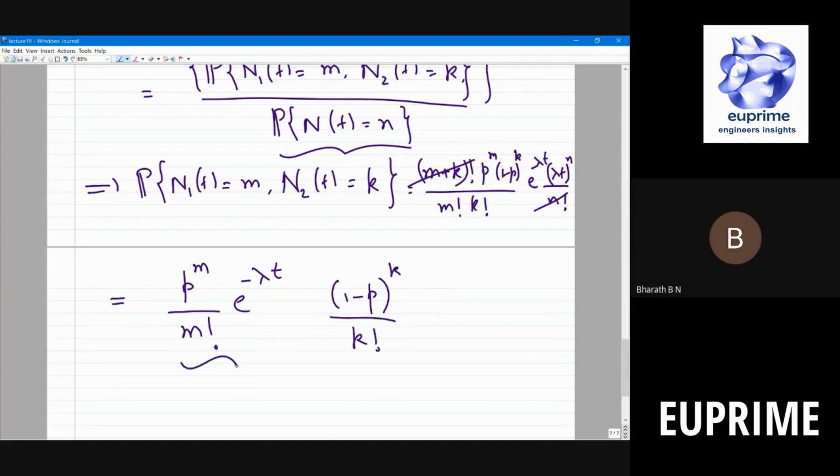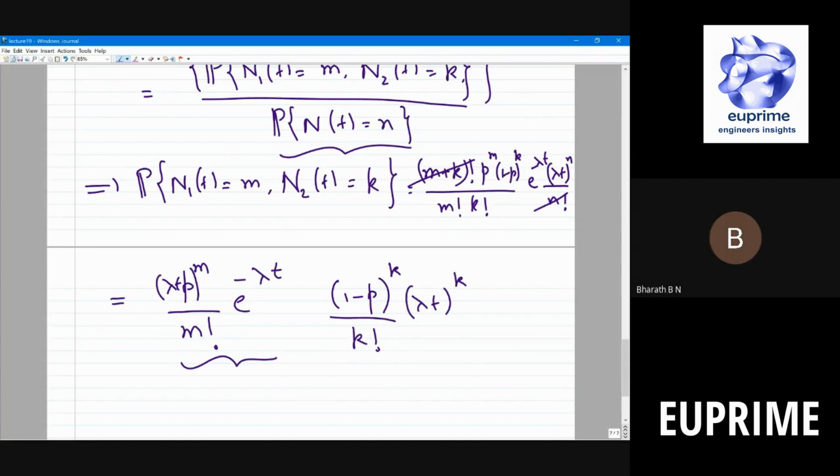So now what can you say about this term? Sir, lambda t to the n is also there. Yes, the power n is also there. Did I miss something? Since n equals m plus k, there will be lambda t to the power m. Okay, you are right. So now I can also have lambda t power k here.